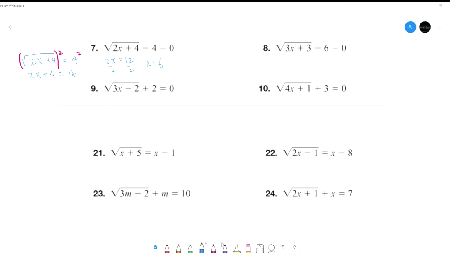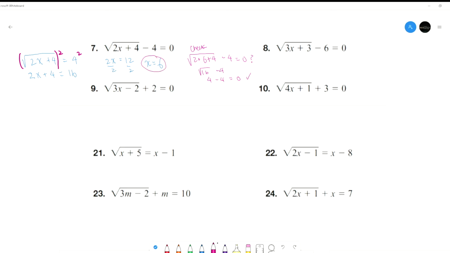Now we have to check our work, right? Otherwise, we won't know if this is an extraneous solution or not. So check. 2 times 6 plus 4, and then the square root of that, minus 4. Does this equal 0? That's the question. So 12 plus 4 is 16. Square root of 16 minus 4. So that's 4 minus 4 equals 0. Right? So this is a solution. Yay.